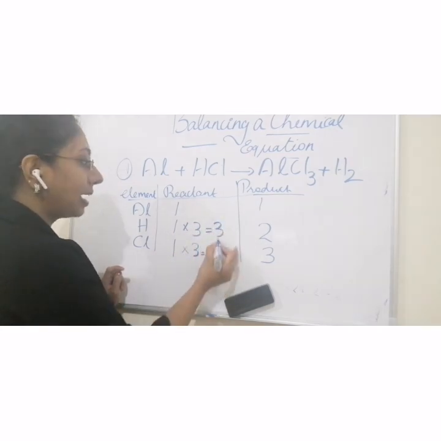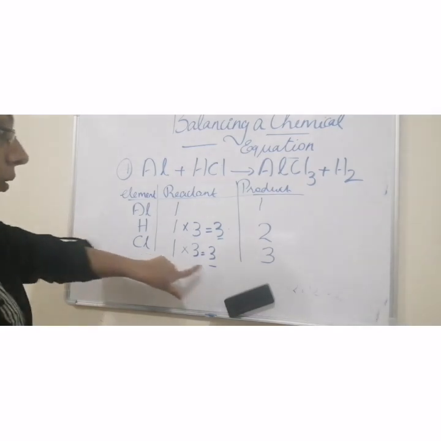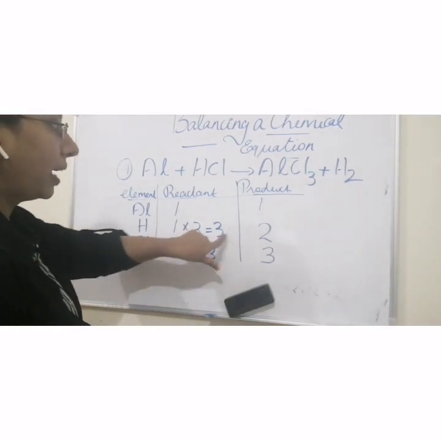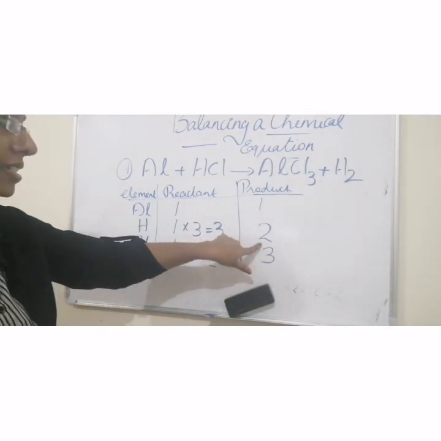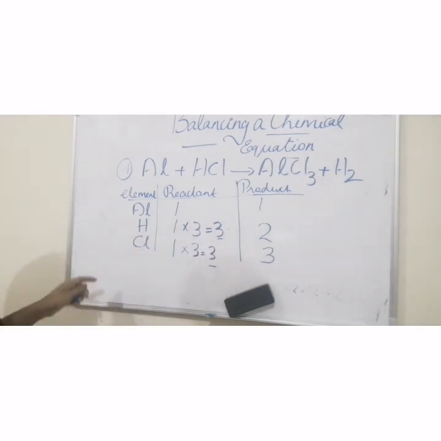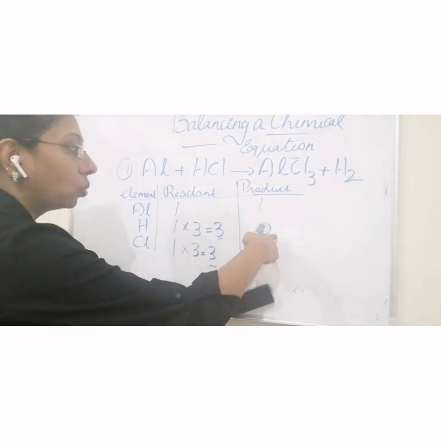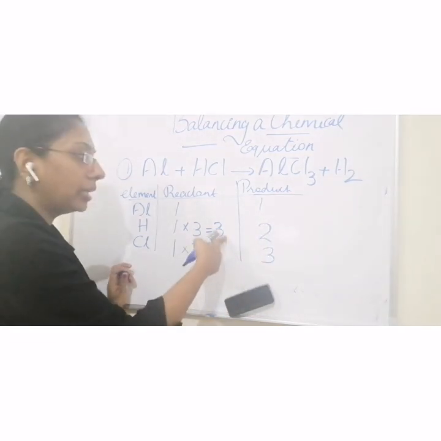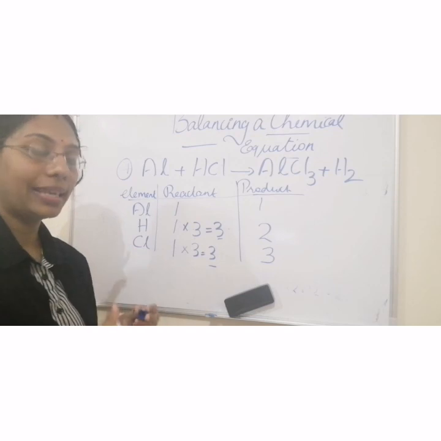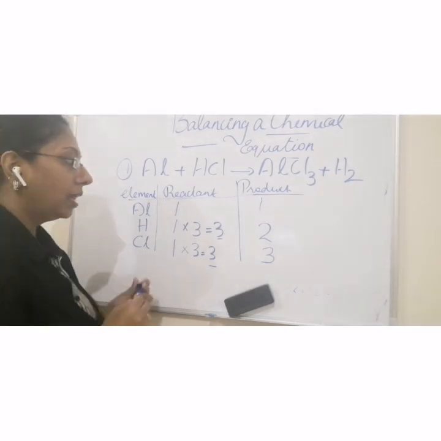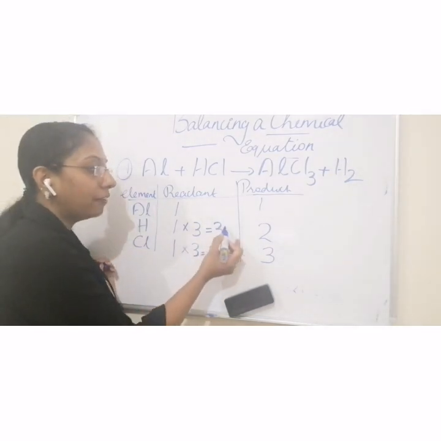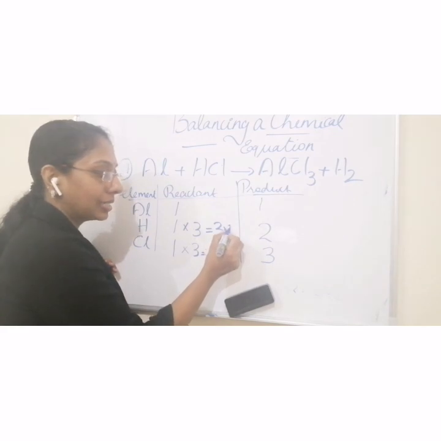Now I balanced this chlorine 3, hydrogen 3, and the hydrogen at the product side is 2. Again, what is the problem? Hydrogen it is 3 and here the hydrogen is 2. This is an odd number and this is an even number. How can I make them balanced? The only number we will check. If I multiply it with 3, ones are 3. No change. If I multiply it with 2, I will get 6. Okay.